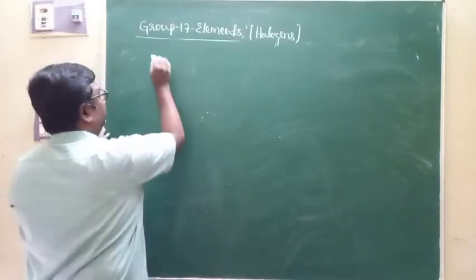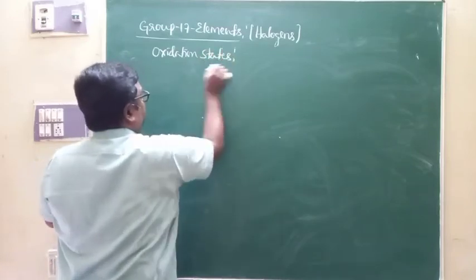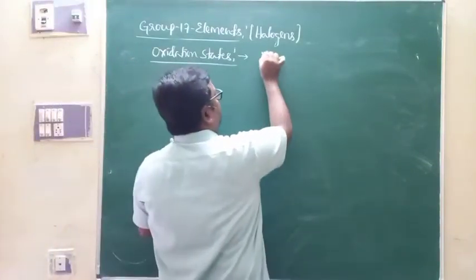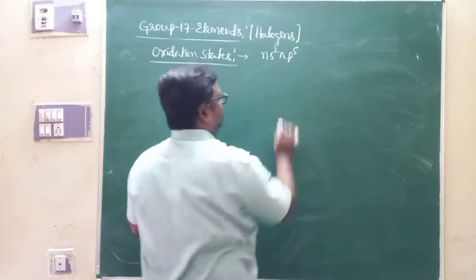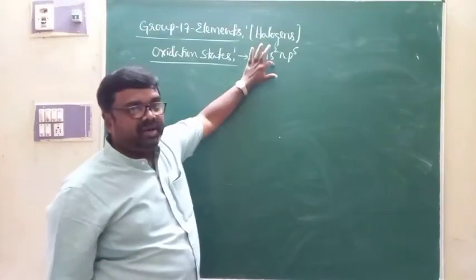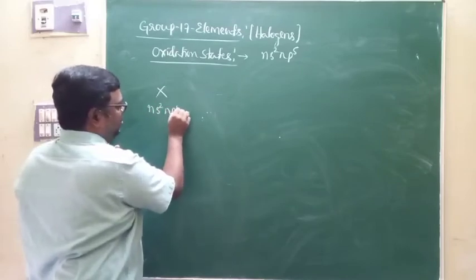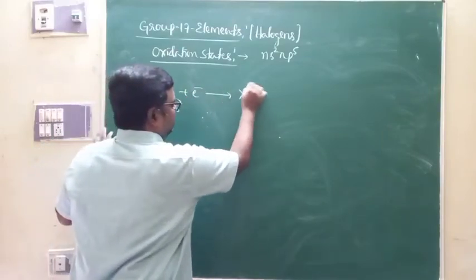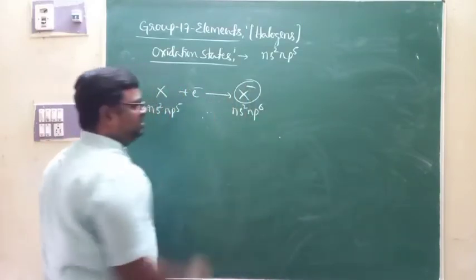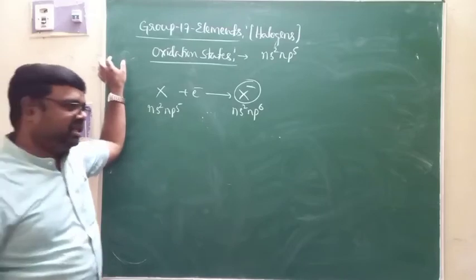Next topic is oxidation states. Oxidation states of group 17 elements. Now the electronic configuration of group 17 will be ns2 np5, and on the basis of that only I can decide the oxidation states. Halogens with ns2 np5 configuration, if it gains one electron, it becomes X minus. After gaining one electron, the configuration becomes ns2 np6. Because of that, the expected oxidation state in the case of halogens will be -1. That is one of the oxidation states, right?